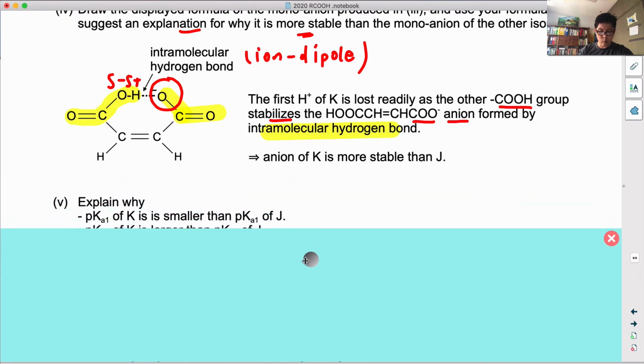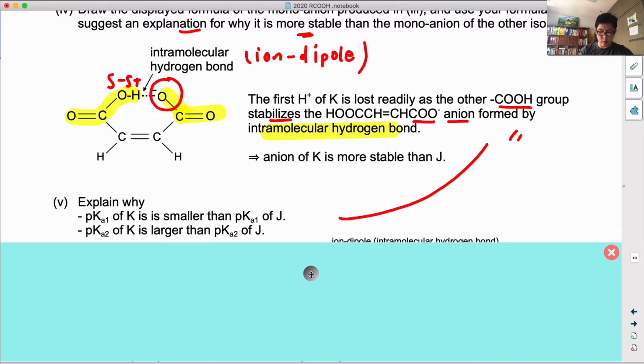Explain why pKa1 of K is smaller than pKa1 of J. It's exactly the same answer over here. What they're trying to say is K is a stronger acid than J. Because it forms an intramolecular hydrogen bond, it has a more stable anion, so K will be the stronger acid. Okay, let's look at the next one.